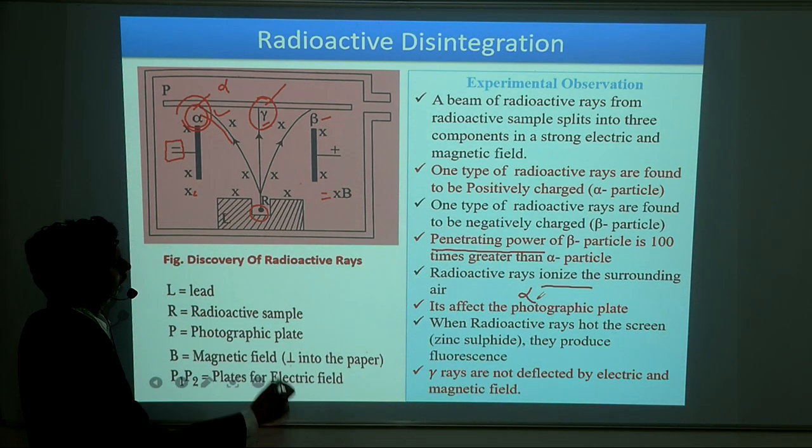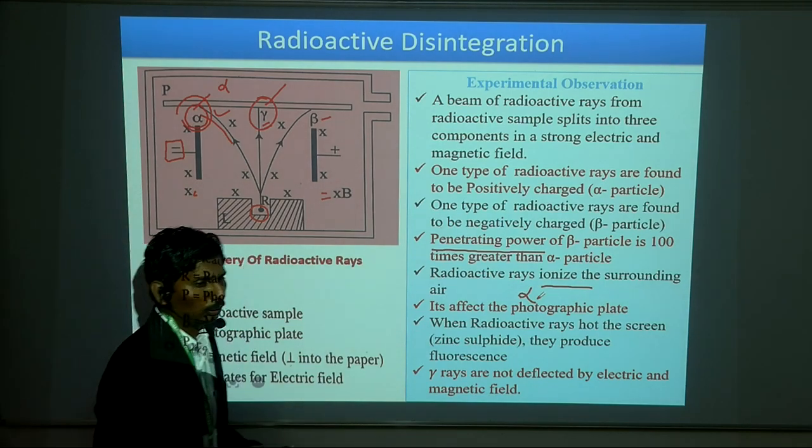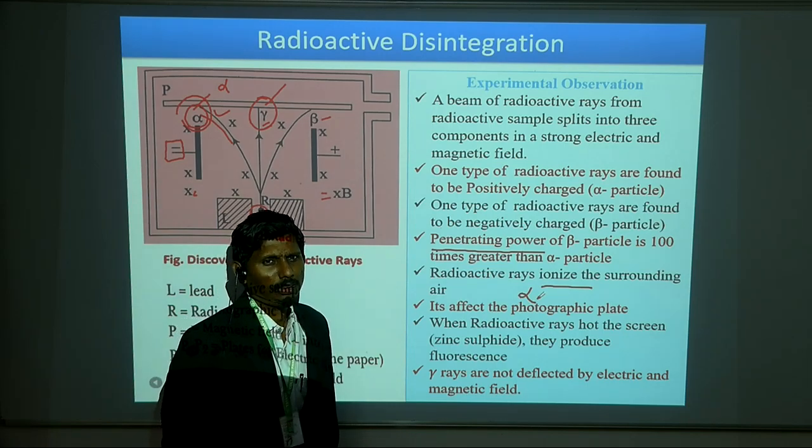In this way, we are discussing the various phenomena related to alpha, beta, gamma, and what happens in the nuclear reaction. We will also discuss this in the next topic.